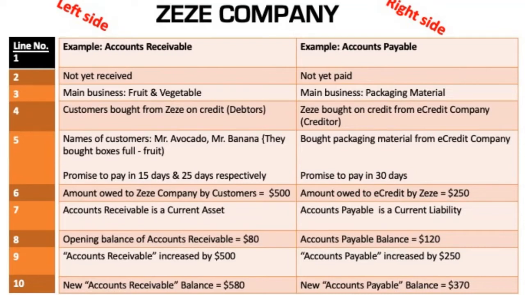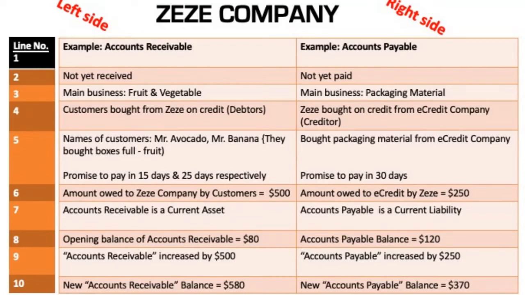And looking at the name itself, receivable, which means this account has not yet been received. Accounts payable, which means this account has not yet been paid. Once you see an "able," you must know that that has not yet happened. It will happen at a later date.